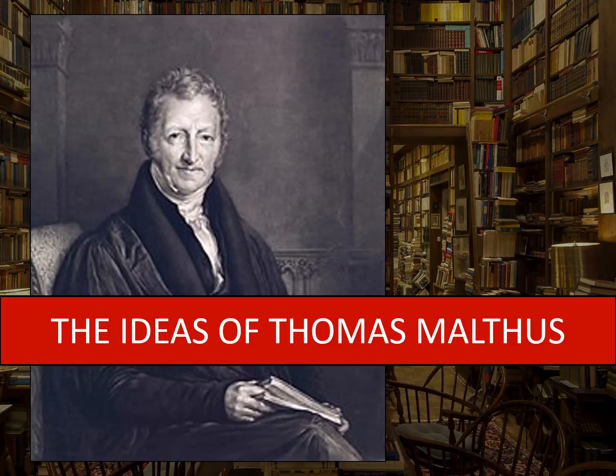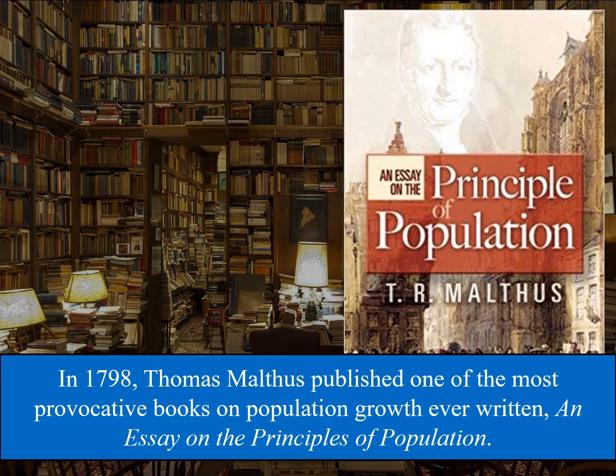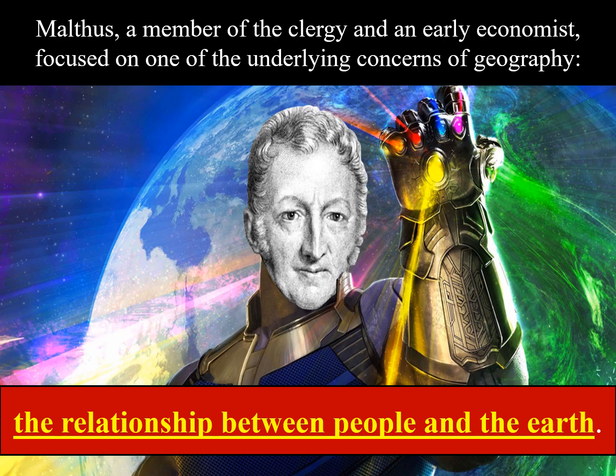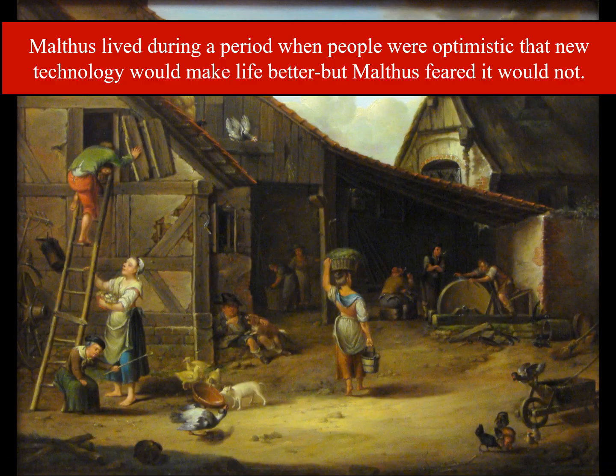The ideas of Thomas Malthus. In 1798, Thomas Malthus published one of the most provocative books on population growth ever written, An Essay on the Principle of Population. Malthus, a member of the clergy and early economist, focused on one of the underlying concerns of geography, the relationship between people and the earth. Malthus, it's important to note, lived during the late 1700s and early 1800s, when the Industrial Revolution was first happening in the first country it happened to, which is the UK or England.